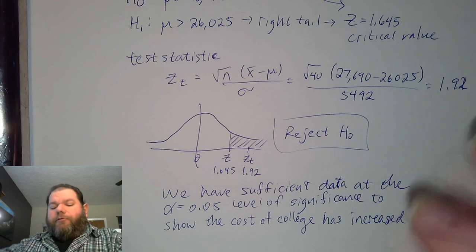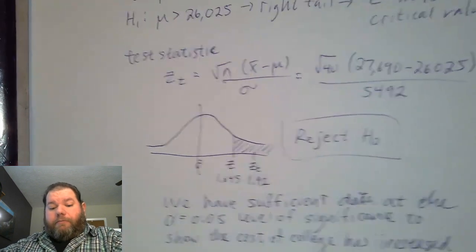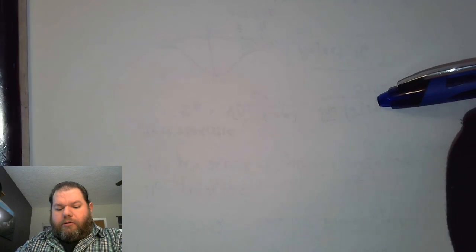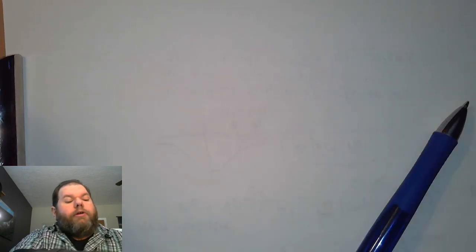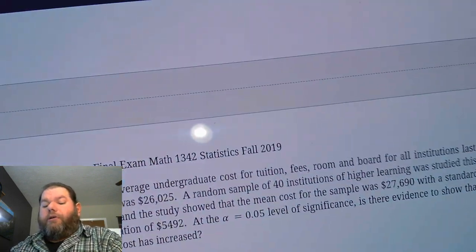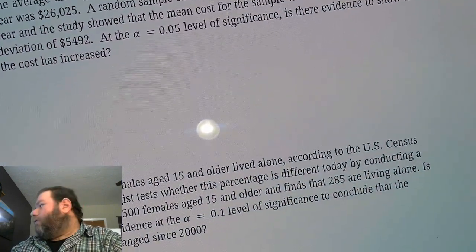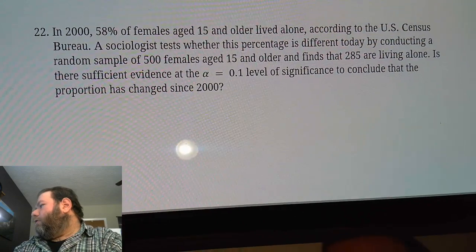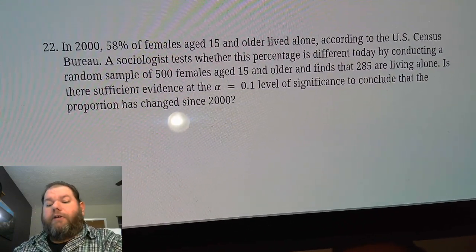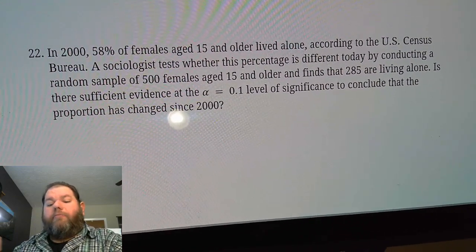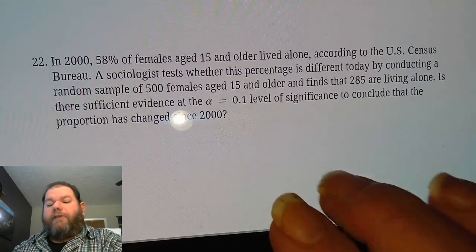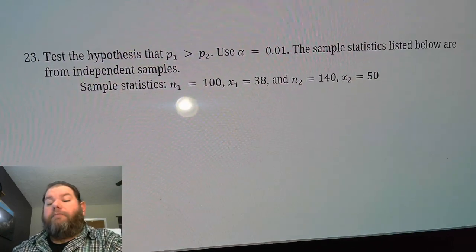All right, one more problem in 10 minutes. Now on the review, that was problem 21. 22, don't worry about that question. We didn't study how to do that one. That's a proportion with hypothesis test. Unfortunately, we didn't have time.